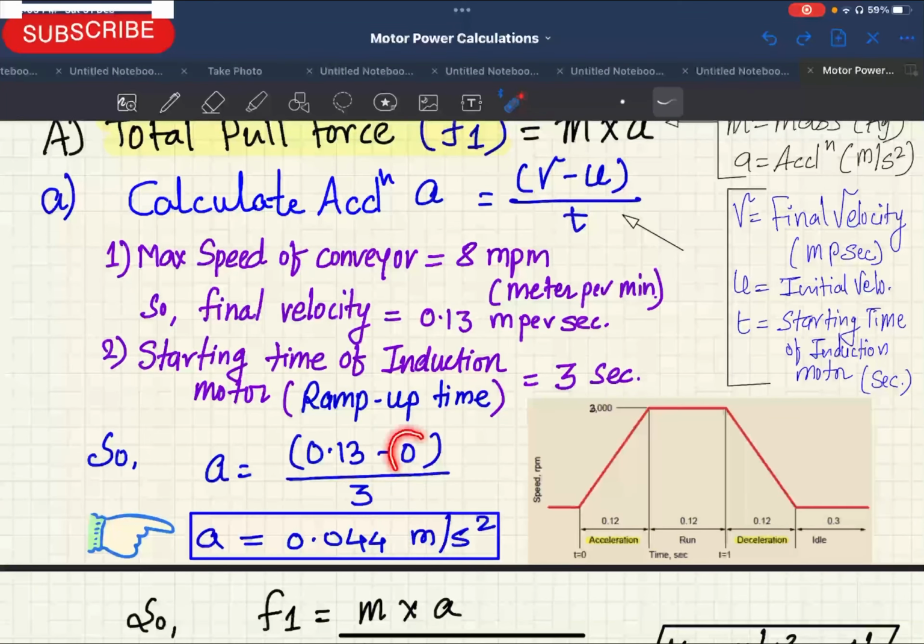A equals V minus U upon T. V is 0.13 meters per second. The initial velocity of the motor is 0, and the time required to ramp up the motor is 3 seconds. So the acceleration A required equals 0.044 meters per second square.